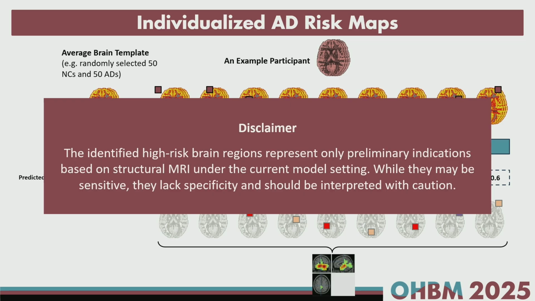But we have to say that the identified high-risk brain areas are based only on structural MRI and the current model setting. They might be sensitive, but they lack specificity and should be interpreted with caution.